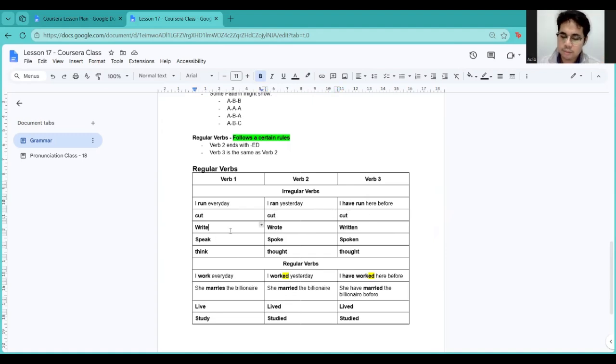Now, what about write? It follows a different rule again. It's an ABC rule. Write, wrote, and written. Just like speak, spoke, and spoken. And then there's an ABB rule. Think, thought, and thought. Okay? It's weird, yes. So that's why a lot of lessons about irregular verbs are going to be about memorization. You really, really need to get used to how these words work in different contexts.